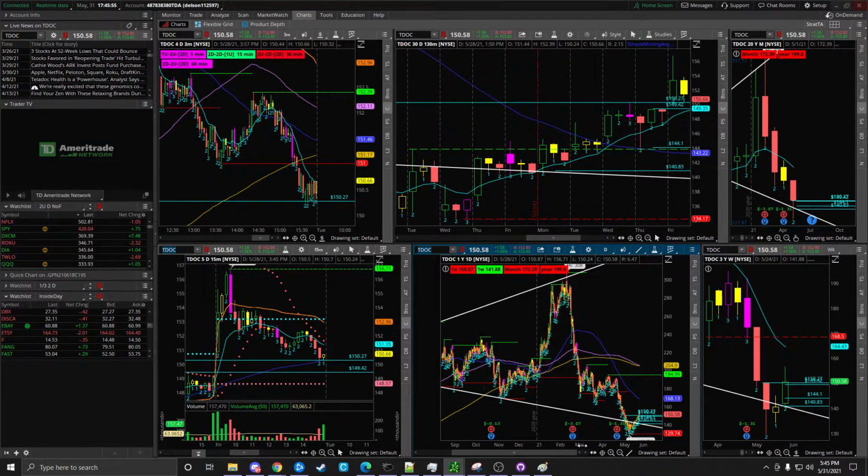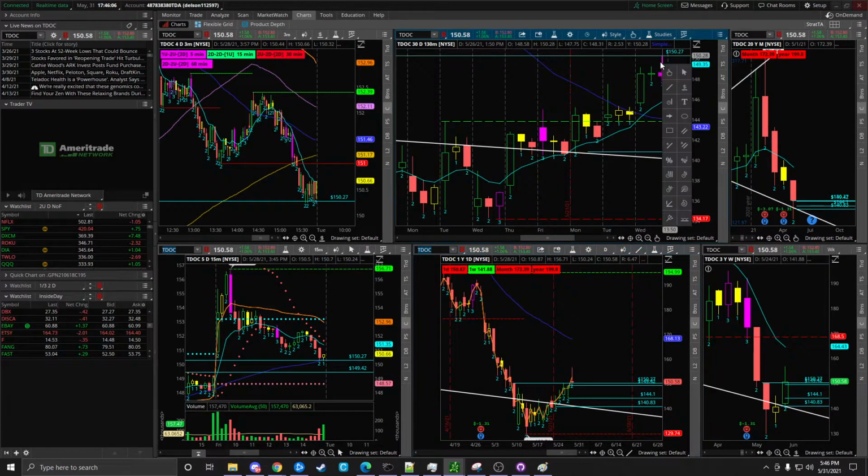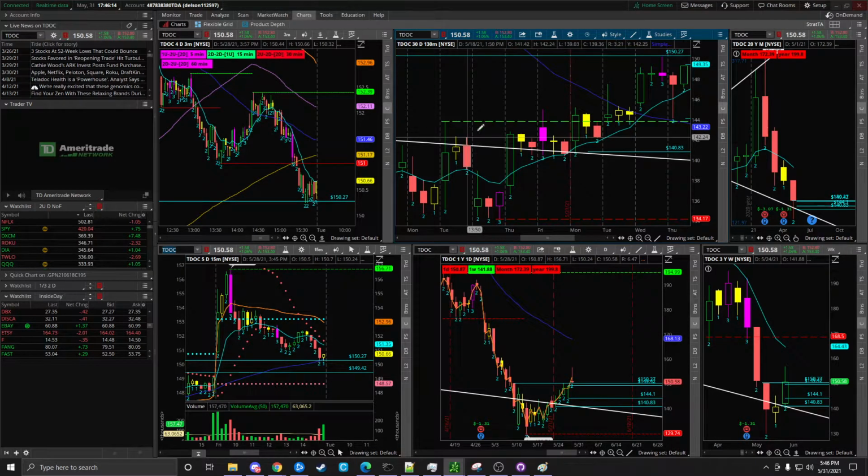Now, the only thing I have to say when you're drawing these broad formations that's very, very important, so please listen. When you're drawing these, you want to go from front to back, not back to front. And you also want to not use the most recent candle to confirm the bias.